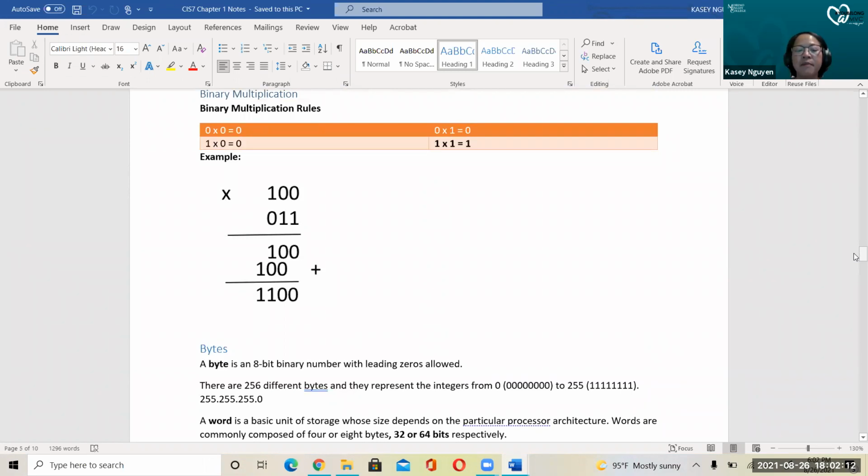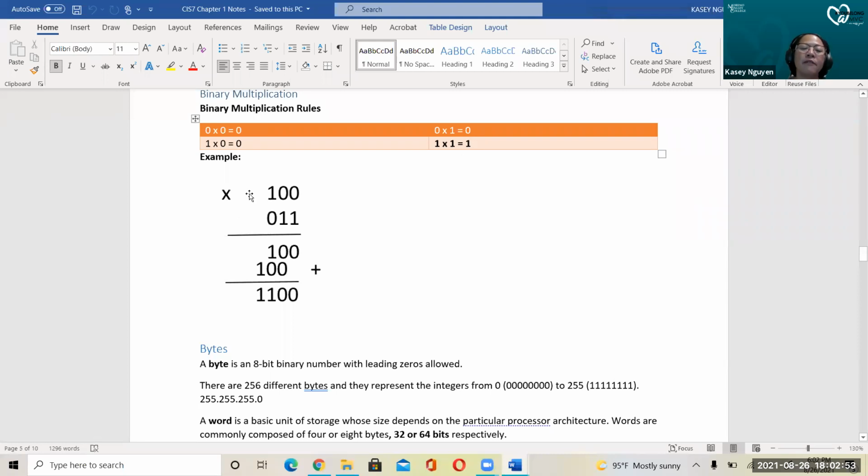All right, this is page 5 of your notes, and your notes go over binary multiplication. If you look at the example, it's going to be very close to what you've seen in decimal number multiplication. So we would first start with looking at the rules for binary multiplication. 0 times 0, we would get the output of 0. 0 times 1, we would get a 0. 1 times 0, we would get a 0. And 1 times 1 is a 1.